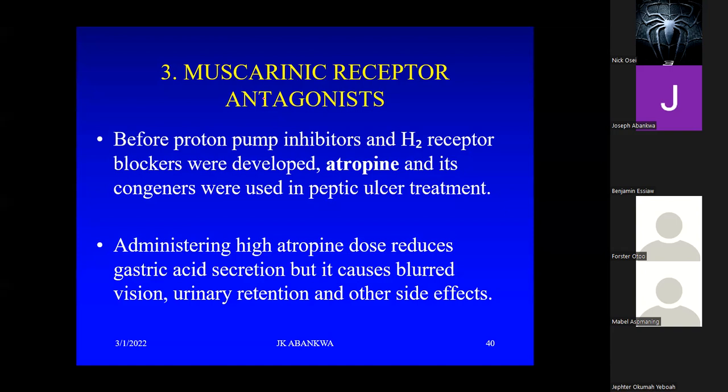So with the muscarinic receptor antagonist, you remember I said acetylcholine can go and bind to the M3 receptor. Yes, there are drugs which can be designed or which are available to block those receptors. So before proton pump inhibitors and H2 receptor blockers were developed, these two were developed.